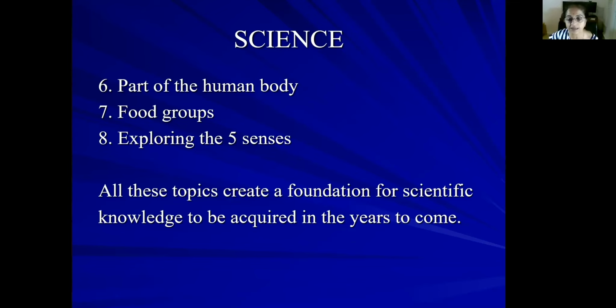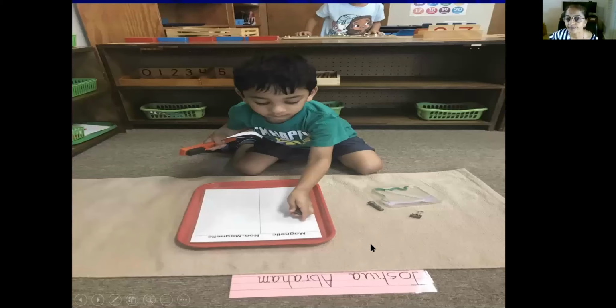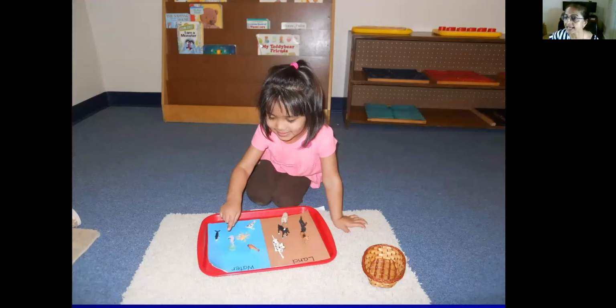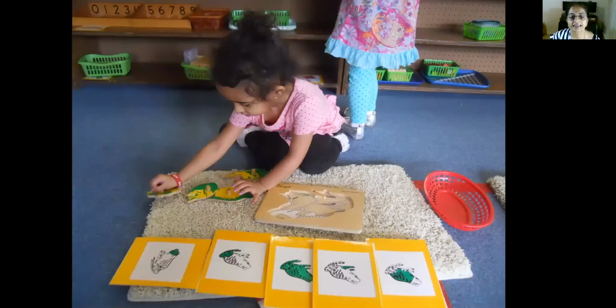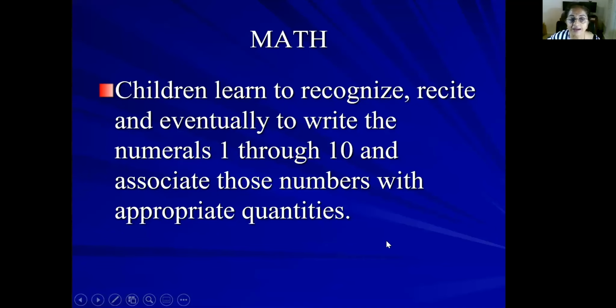You will see some pictures, children doing these work. Here you have land, water and air. Those bottles have water, air and some sand in it. Here the child is doing magnetic and non-magnetic work. This is land animals and water animals. This is parts of the frog in a puzzle. This is parts of the flower in a puzzle. This is for science.